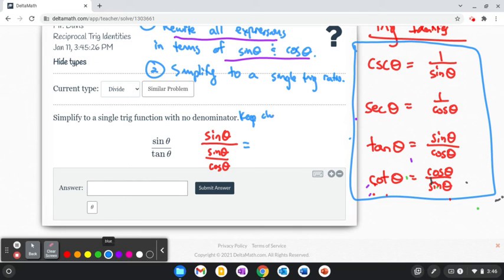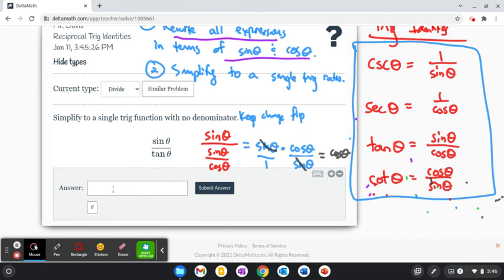Keep, change, flip. Meaning we keep the first, keep the top. I'm just going to keep that as sine of theta. We change this from division to multiplication, and we flip the bottom. So it's going to be times cosine theta over sine theta. And we can also just write this sine of theta over 1, just to make it a little more clear. And then you can see we get the same diagonal cancellations like we've been getting when we multiplied. And we're left with just cosine theta over 1, which is equivalent to just cosine theta for our first answer there.